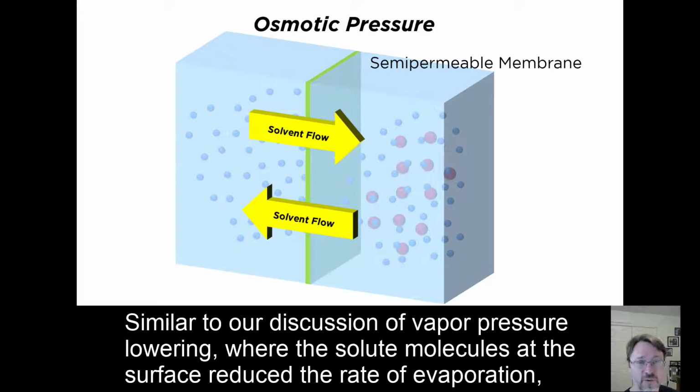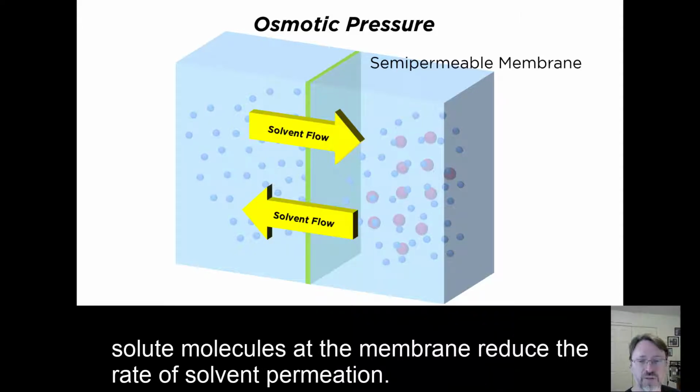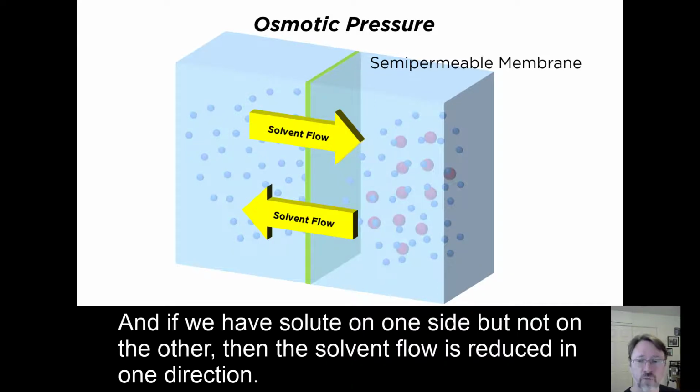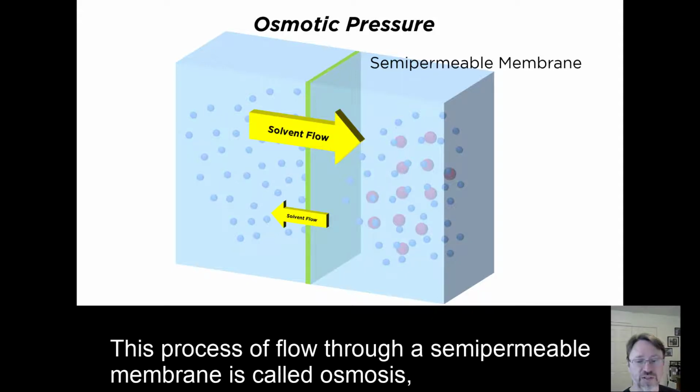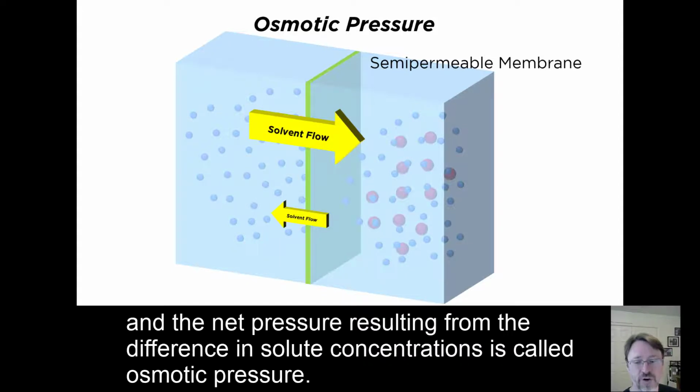Similar to our discussion of vapor pressure lowering, where the solute molecules at the surface reduce the rate of evaporation, solute molecules at the membrane reduce the rate of solvent permeation. And if we have solute on one side but not on the other, then the solvent flow is reduced in one direction. When there is an imbalance in these two flows, there is a net pressure being applied. This process of flow through a semi-permeable membrane is called osmosis, and the net pressure resulting from the difference in solute concentrations is called osmotic pressure.